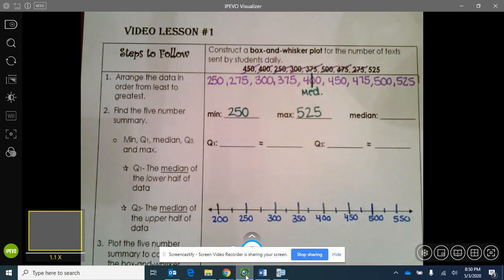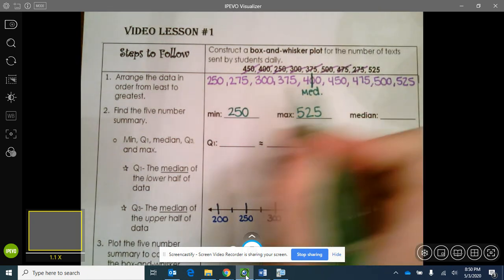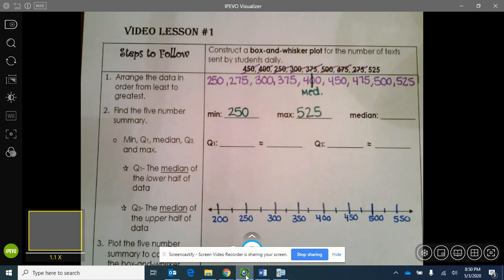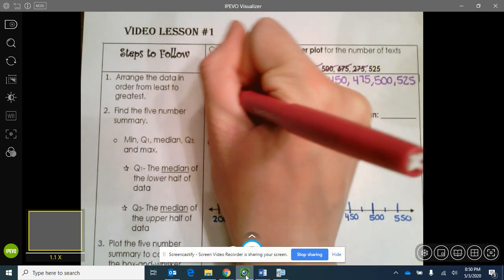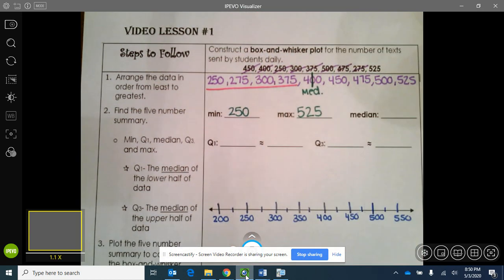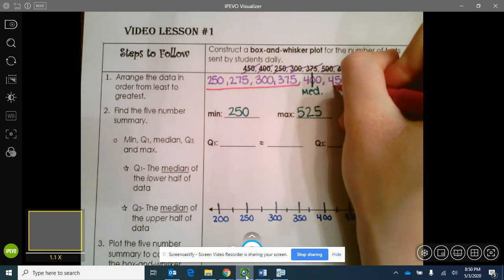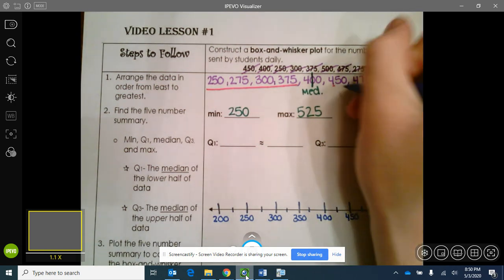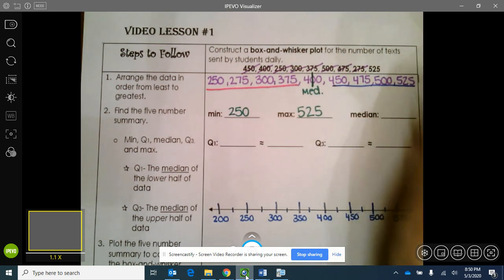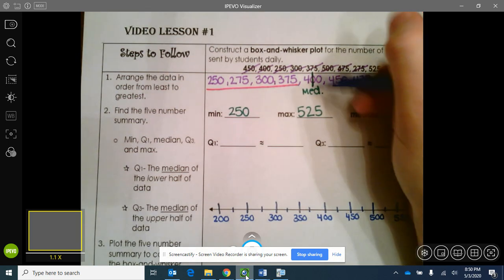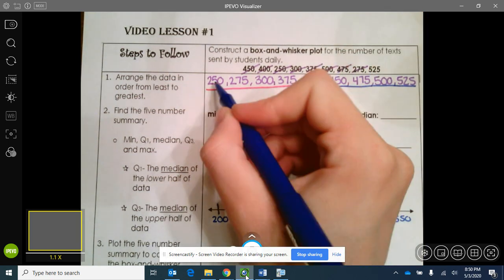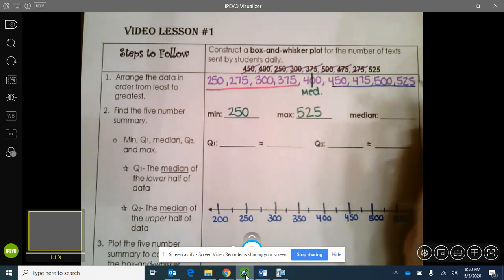The reason why is because if you pick the 5th number, there are 4 numbers below 400, and there are 4 numbers above 400. So 400 is the one that's right in the middle, and then I have 4 data values below 400 and 4 data values above 400.